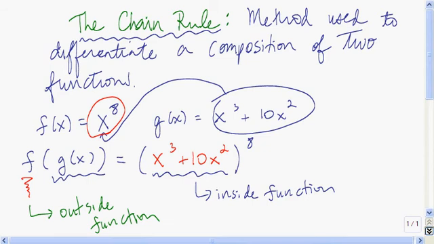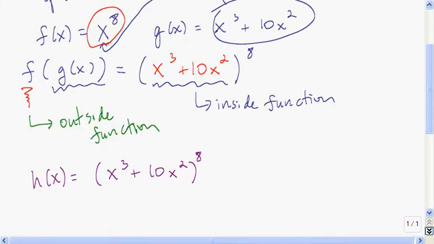Now let's get to an example where we use the chain rule. I'm going to start by giving you a good working knowledge of the chain rule, and then we'll talk about the more formal, symbolic look at it. Here I have h of x equals x cubed plus 10x squared, raised to the 8th power. So that's the function we were just looking at.